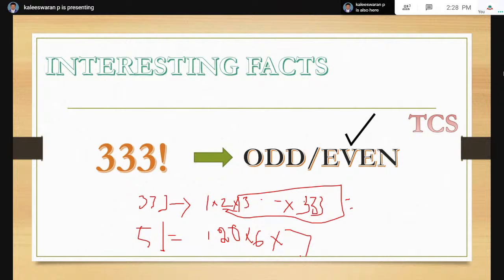Every factorial value after 5 factorial ends with 0, because 5 factorial is 120, which ends with 0. 6 factorial is 120 into 6, 7 factorial is 120 into 6 into 7. Whatever number you multiply with 120, the final answer ends with 0. If a number ends with 0, it is an even number, not an odd number. These are interesting.